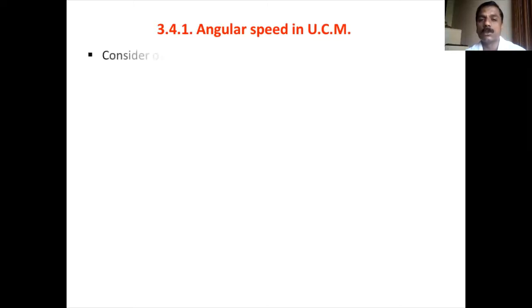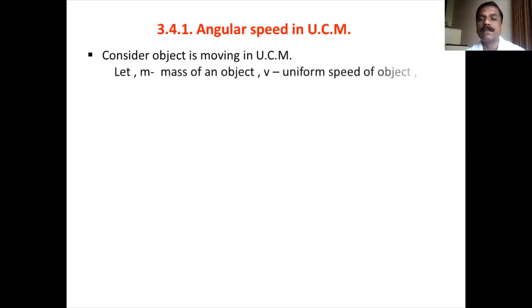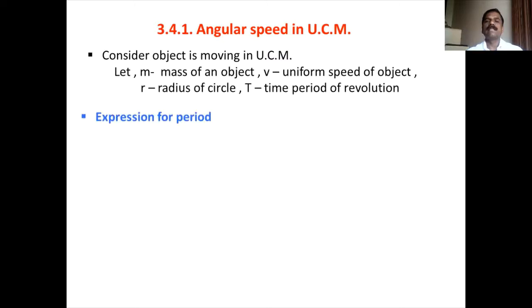Okay. Then we want to discuss the angular speed in UCM. In the previous diagram we have seen omega; this symbol is used to denote the angular velocity or the angular speed. Again consider the object is moving in uniform circular motion. Let us consider a few symbols: small m, the mass of the object; v, the uniform speed of the object; small r, the radius of the circle; and capital T, the period of revolution.